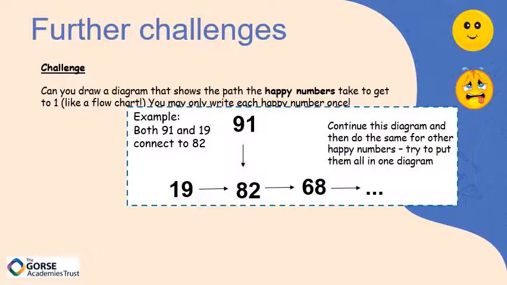Here's an example. Both 91 and 19 connect to 82, because 91 would be 9 squared plus 1 squared, which is 81 plus 1 equals 82, and 19 would be 1 squared plus 9 squared, which is 1 plus 81, which also equals 82.